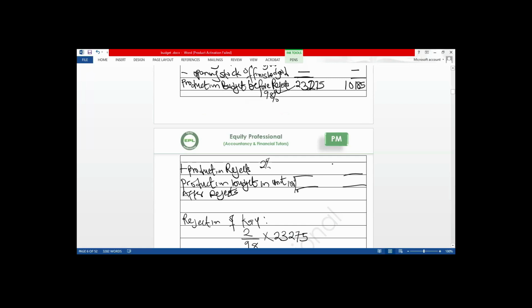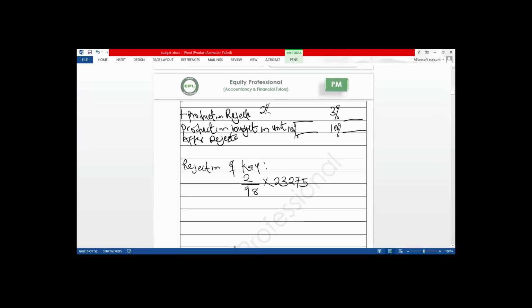For product Lay, we are told that 3% is the rejection, and we are going to produce 100%. That means this figure here is 97%. If you want to get rejection for product Lay, it becomes 3/97 multiplied by 10,185. Please work this out.